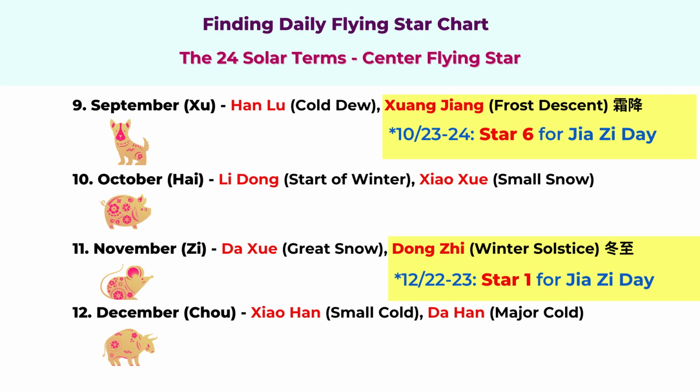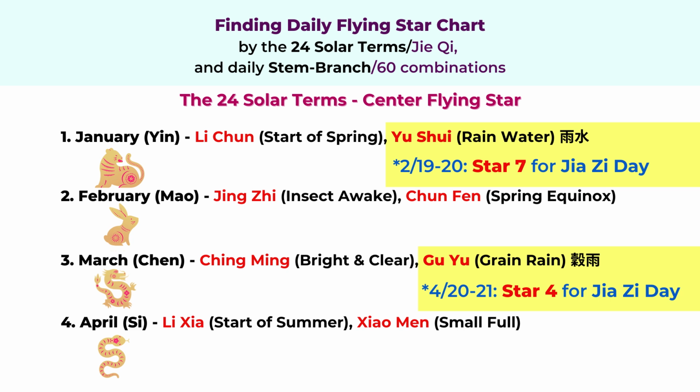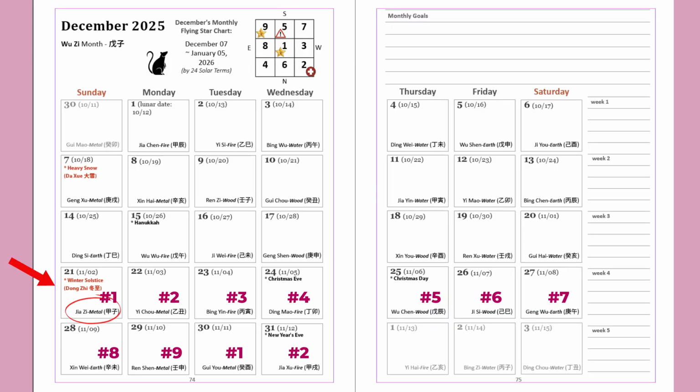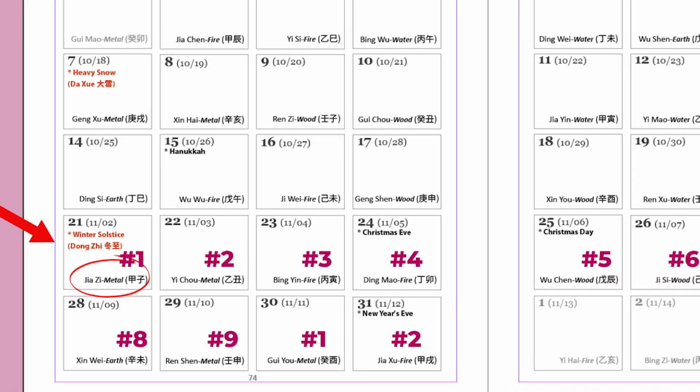The first group starts from the Dongzhi winter solstice. That's usually around December 22nd until Yu Shui or rainwater. That's usually around February 19th or 20th. We find the first Jiazi day near the Dongzhi day. When we look at this calendar, the Dongzhi day of the 2025 is December 21st. And this day is actually a Jiazi day.